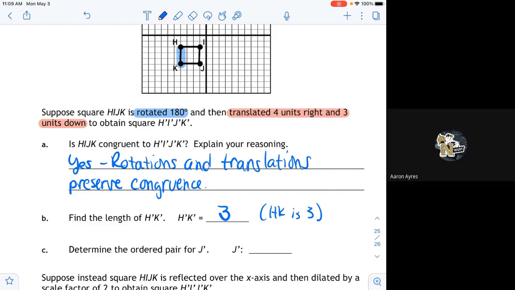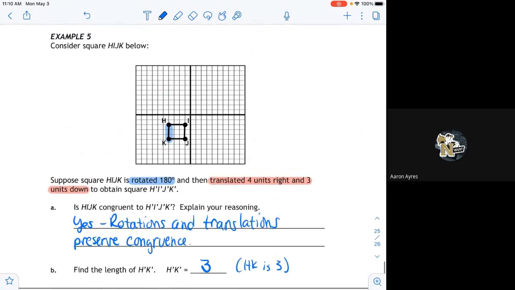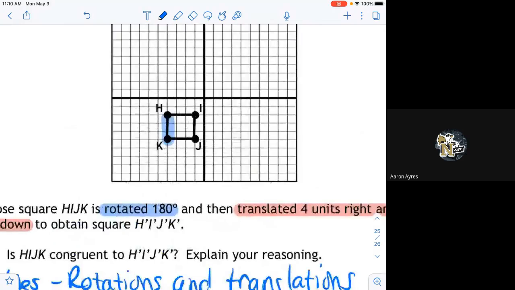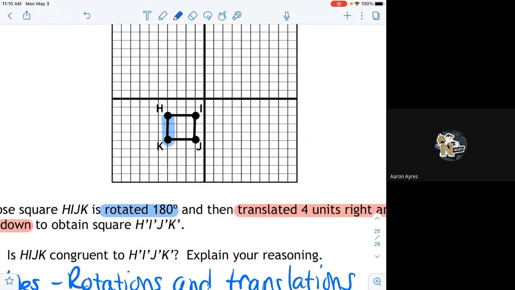Okay. Now the next one's gonna be a little more interesting. It's saying after you transform the square by rotating it and translating it, we need to find out where J prime lies. Now the good news is that you don't have to do it for all 4 vertices, you just have to do it for J prime. So we're going to focus our attention on J prime. First we're going to rotate 180 degrees. That means you have to lock your orientation and physically rotate your iPads. So go ahead and do that.